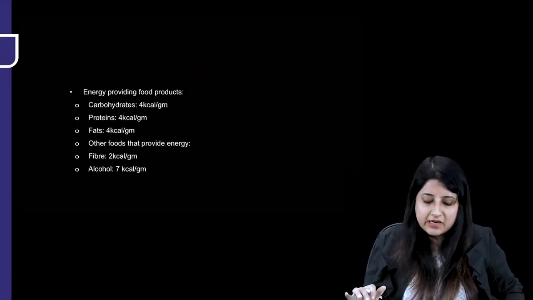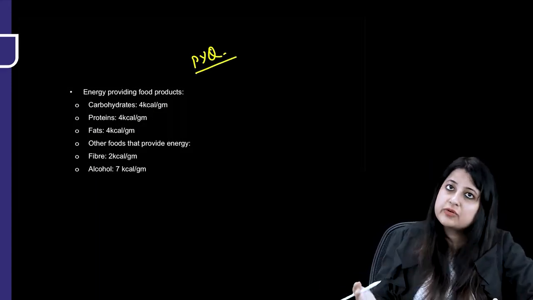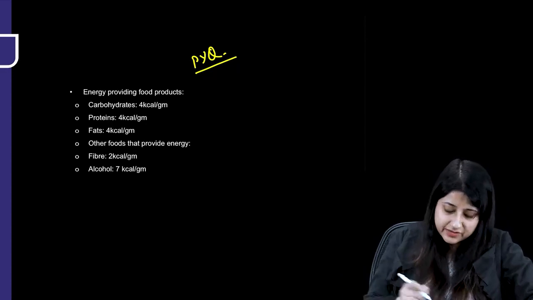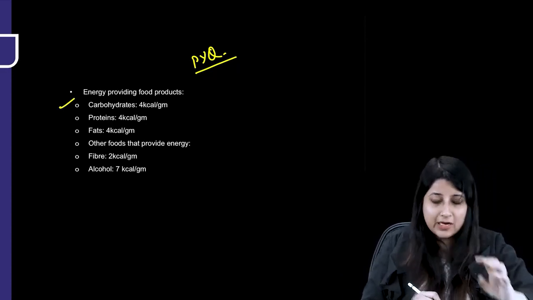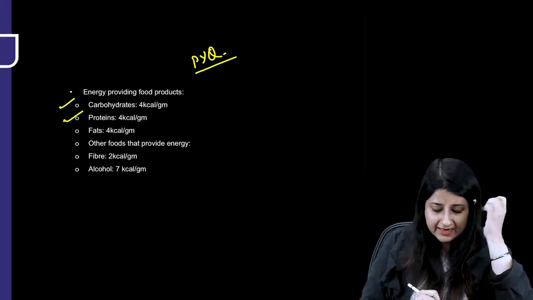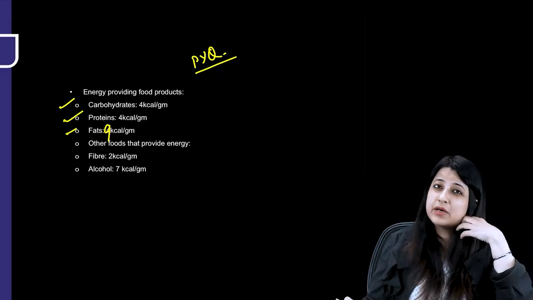Okay. All right. Now energy providing food products. These are all PYQs. So you need to revise it as high yielding point and rapid revision. Carbohydrates provide us 4 kilocalorie per gram of carbohydrates. Proteins provide us 4 kilocalorie per gram. Fats provide 9 kilocalories per gram of fats.